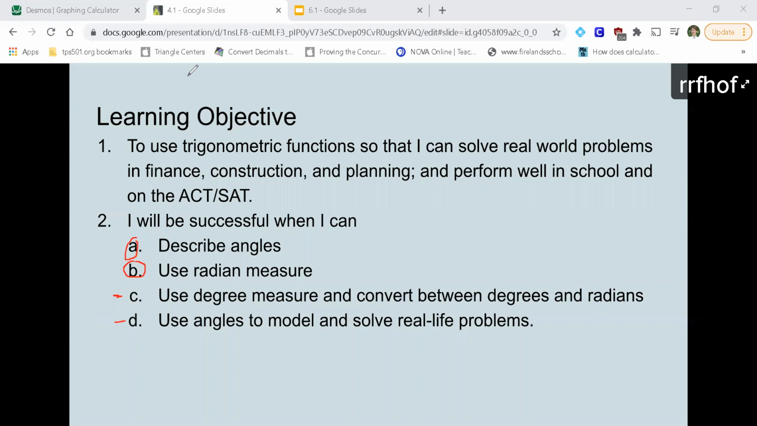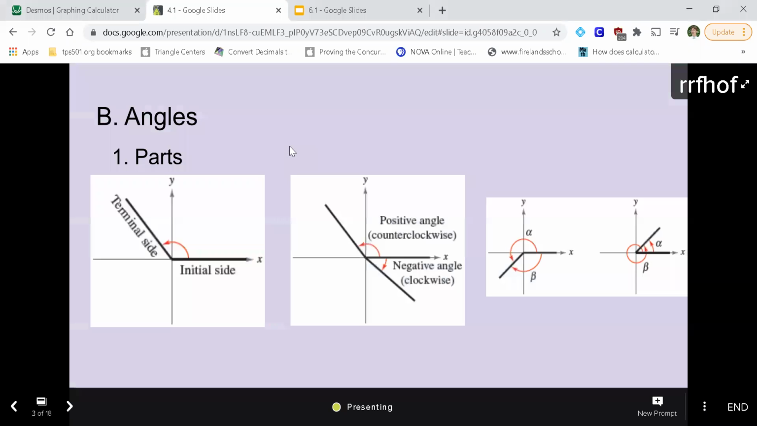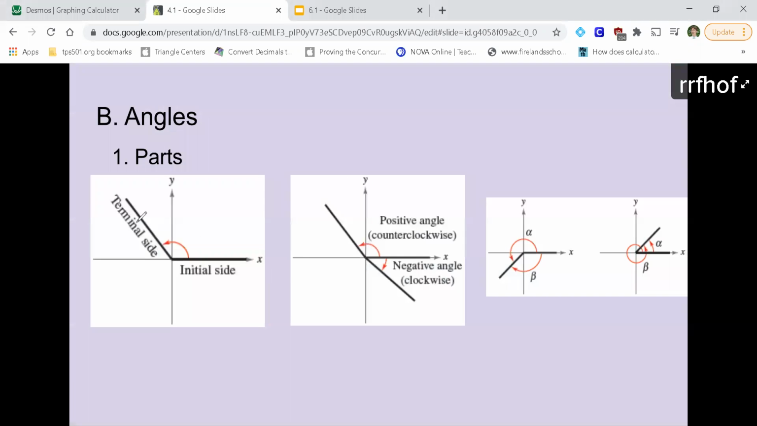Okay, let's do it. How to describe angles. So here is what you need to have in your notes for the parts of an angle that we're going to care about. And you might not need to include all of these if you already are pretty familiar, but if not, it doesn't hurt to write them down.